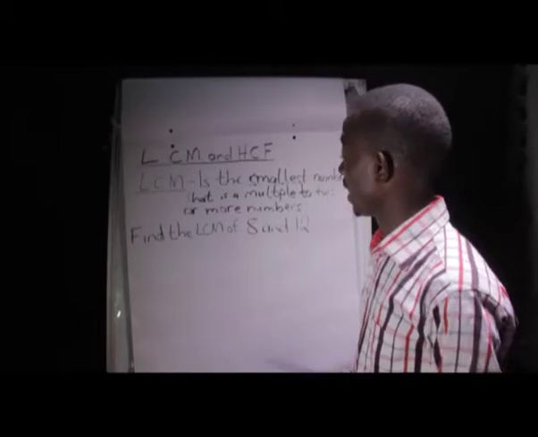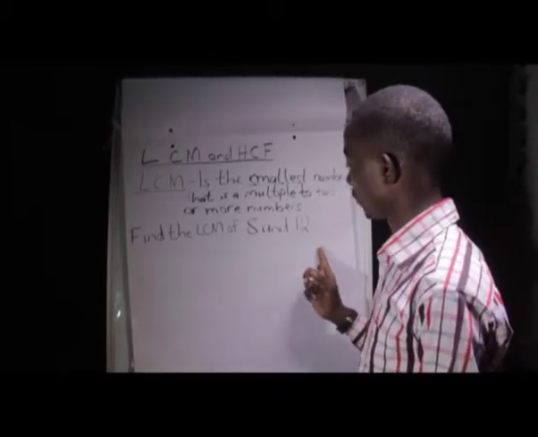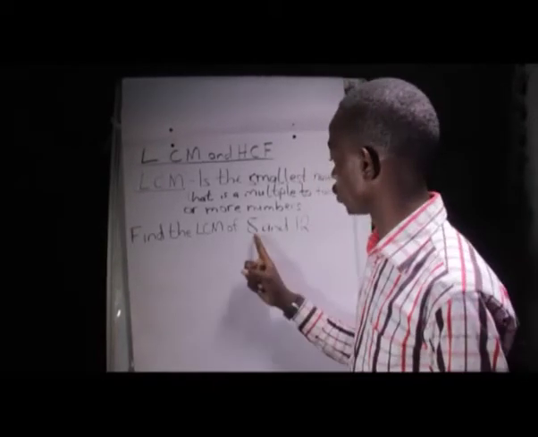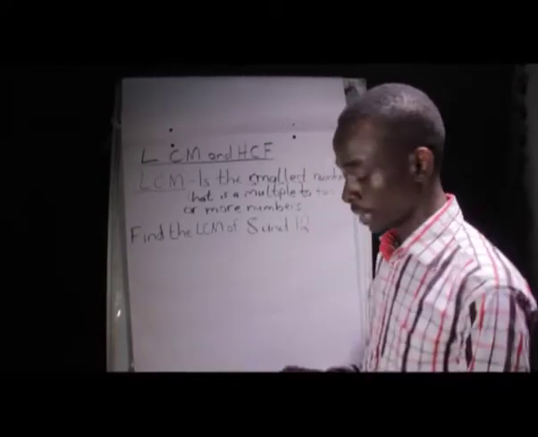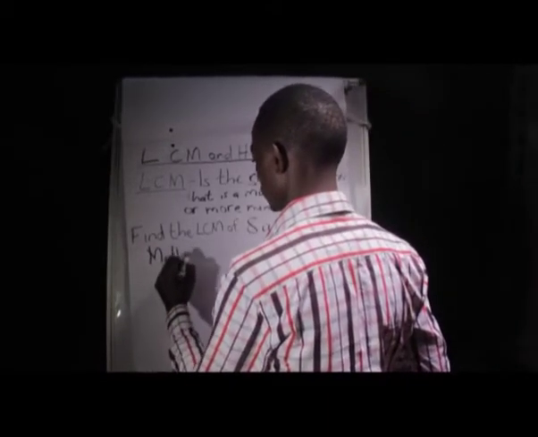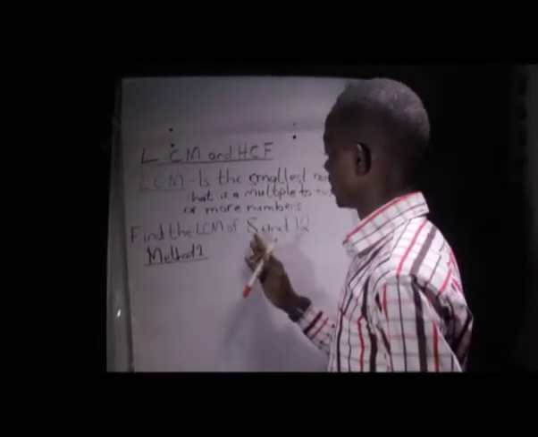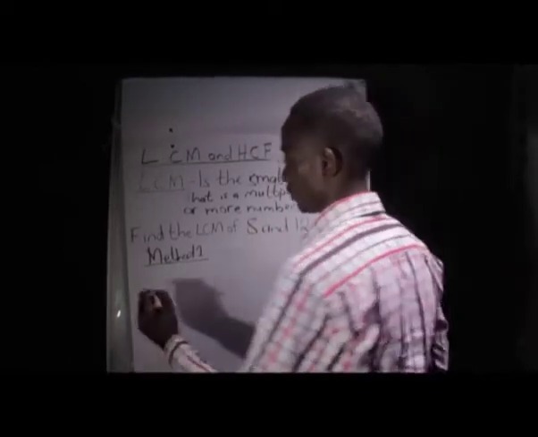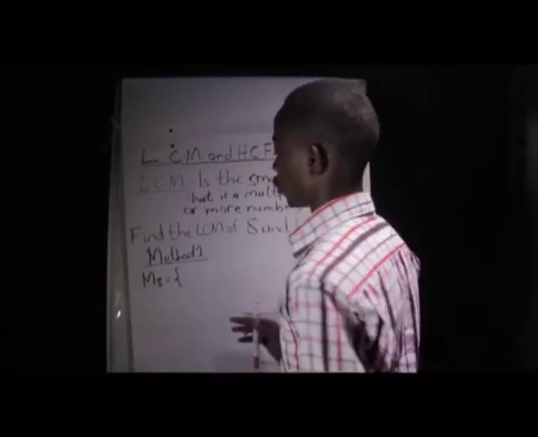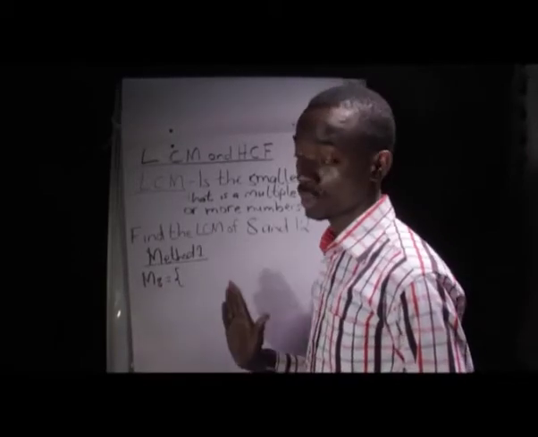Method number one, I can first list the multiples of 8 and the multiples of 12. From there, I identify the multiple which is common to both 8 and 12. So, in my method one, I start by listing the multiples of both 8 and 12. I can start with the multiples of 8. To get the multiples, you get this number and multiply it with the natural numbers.